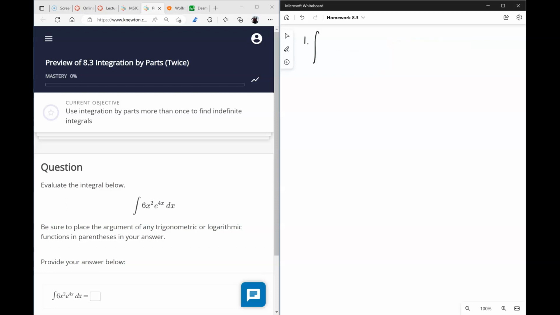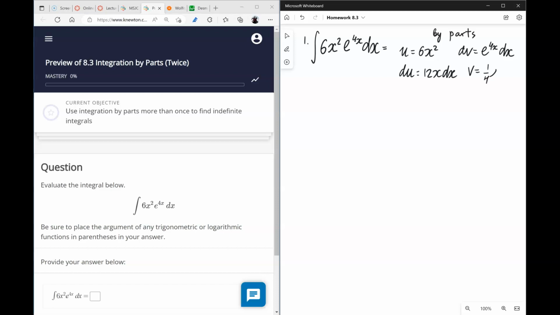We need to find the integral of 6x squared e to the power 4x dx. And this is going to be one of the patterns that you should be able to recognize. So we set it up for the integration by parts. u is going to be 6x squared and dv is e to the 4x dx, and du is 12x dx, and v is 1/4 e to the 4x.